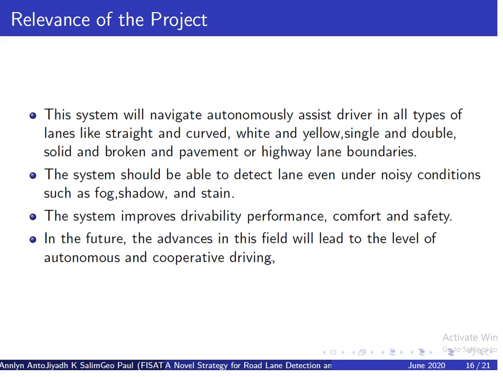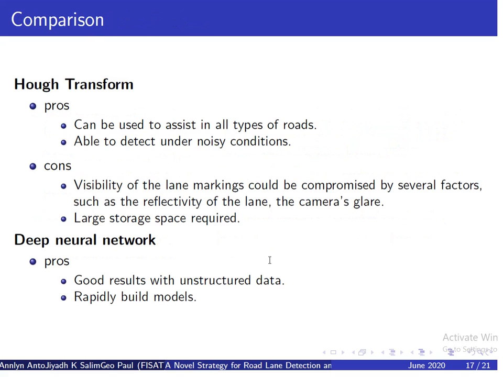Relevance of the project. The system will navigate autonomously as its driver in all types of lines like straight, curved, white and yellow, single and double, solid and broken and permanent or highway lane boundaries. System should be able to detect lane even under noisy conditions such as fog, shadow and rain. It also improves drivability, performance, comfort and safety. In future, the advancement in this field will lead to the level of autonomous and cooperative driving.